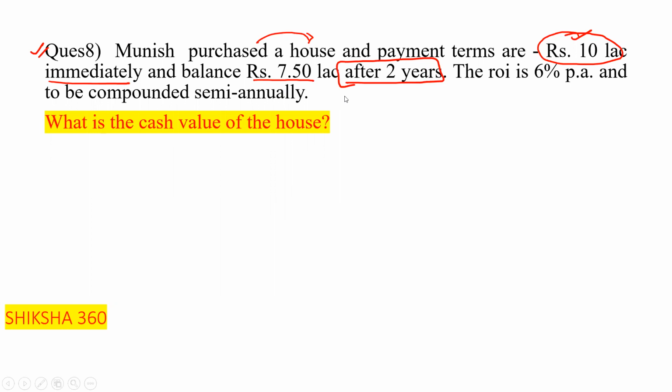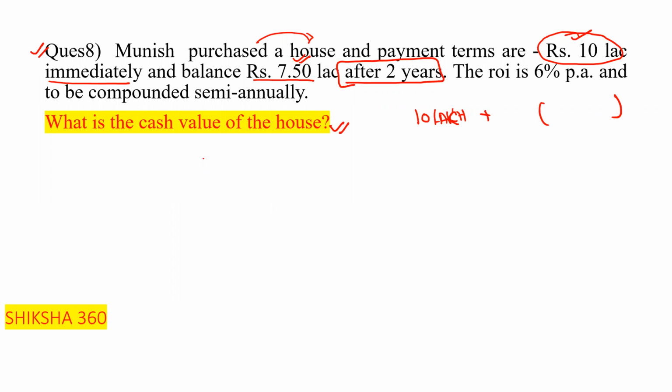So what is the cash value of the house? Here we have to find that. We know that we have made a payment of 10 lakh immediately, so 10 lakh plus we have to find how much is the amount we have to pay after 2 years, and add that.